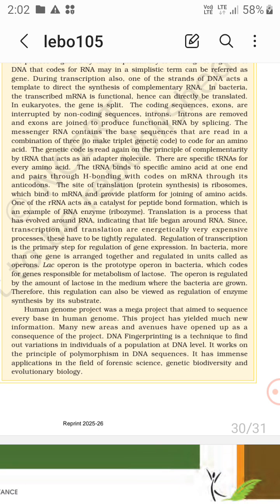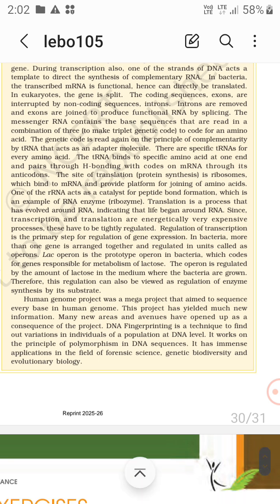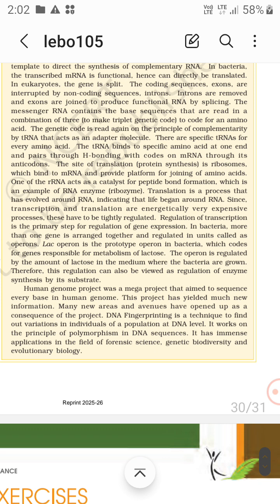Since transcription, that is making copies of mRNA, and translation, that is protein synthesis, are energetically very expensive processes, these have to be tightly regulated. Regulation of transcription is the primary step for regulation of gene expression.